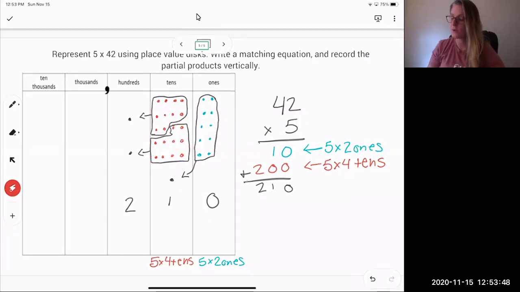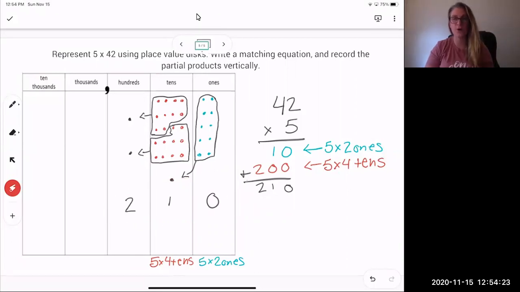Okay, then I recorded my unit forms. Drew my partial products problem, showed my pieces of my partial products to show the ones and then the tens. And then I did my regrouping in my place value chart. So I moved my 10 ones over to the tens place. I moved my 200 over to the hundreds place, and I ended up with 210 as my answer.